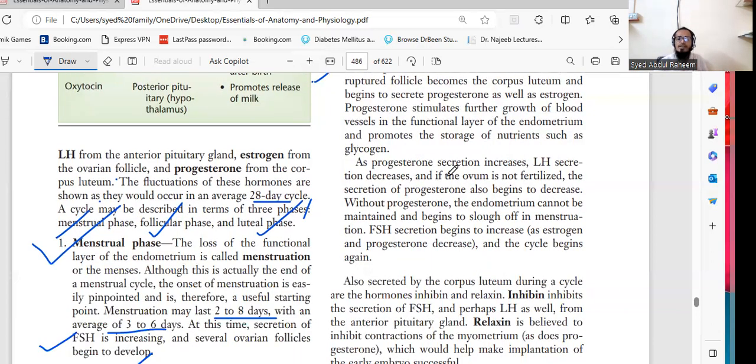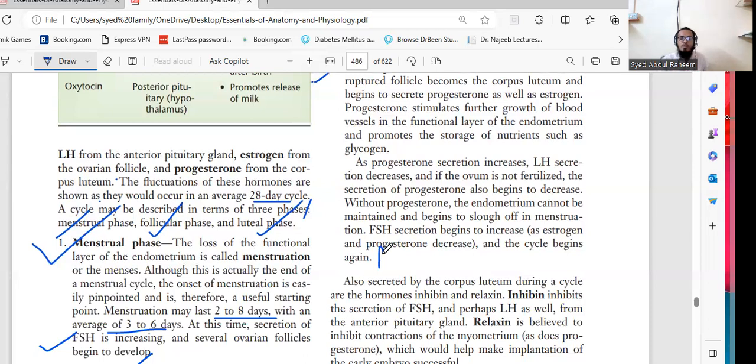Now the progesterone secretion increases, LH secretion decreases, since the rupture has happened. Progesterone increases, estrogen increases. But if fertilization happens, progesterone and estrogen will be maintained. But if fertilization doesn't happen, all the hormones will begin to decrease gradually. Without progesterone, the endometrium cannot be maintained and begins to slough off, which is menstruation. FSH secretion begins to increase, estrogen and progesterone decrease, and the cycle begins again.